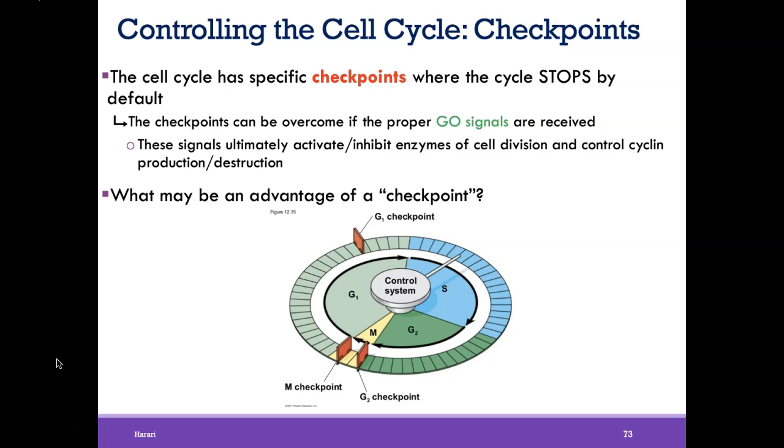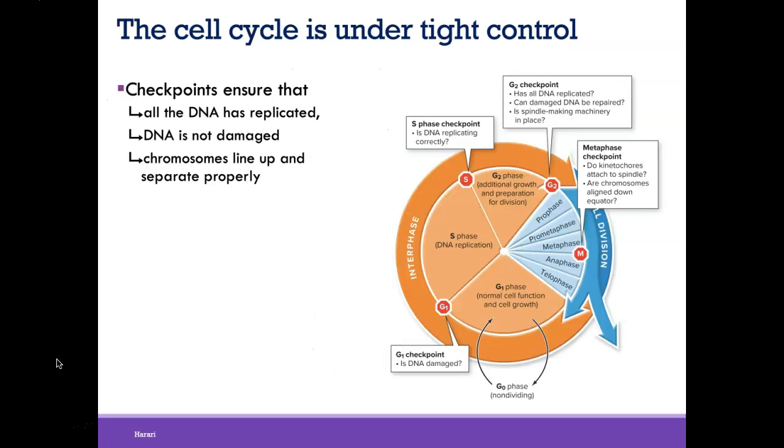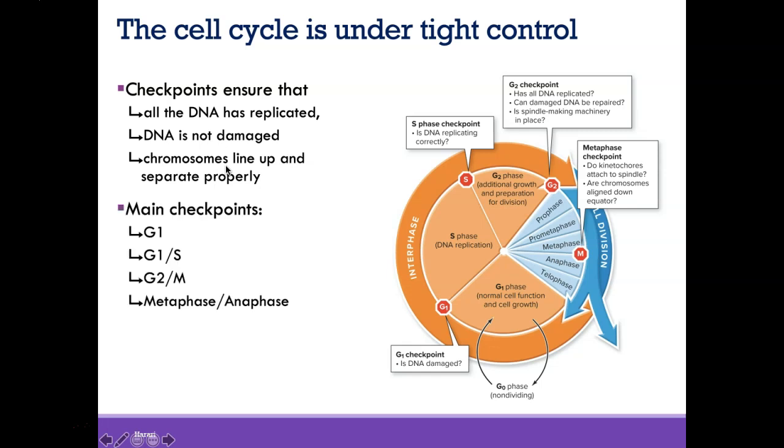Cell division should only be done when it's necessary, right? We don't want cells to divide unless it's 100% required and the cells are healthy to begin with. So checkpoints keep the cell cycle under tight control. Checkpoints ensure that all the DNA has been replicated properly, DNA is not damaged, the chromosomes lined up properly and separate properly. Specifically, these are the main checkpoints.